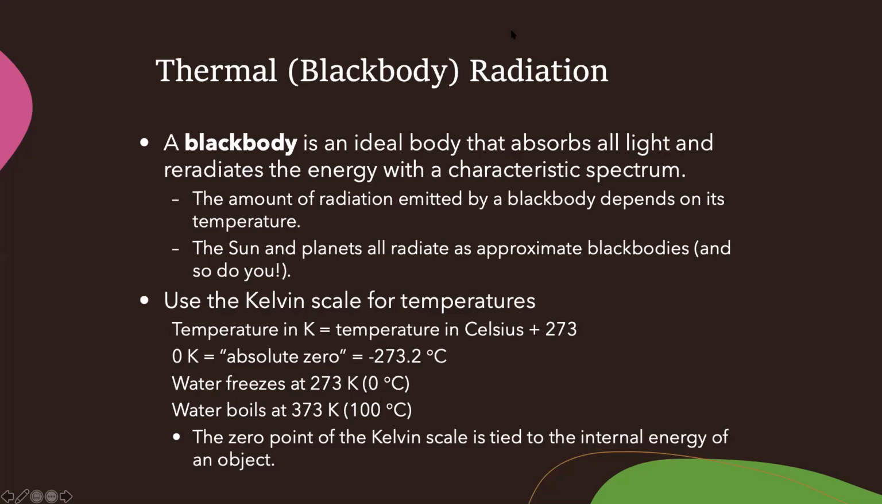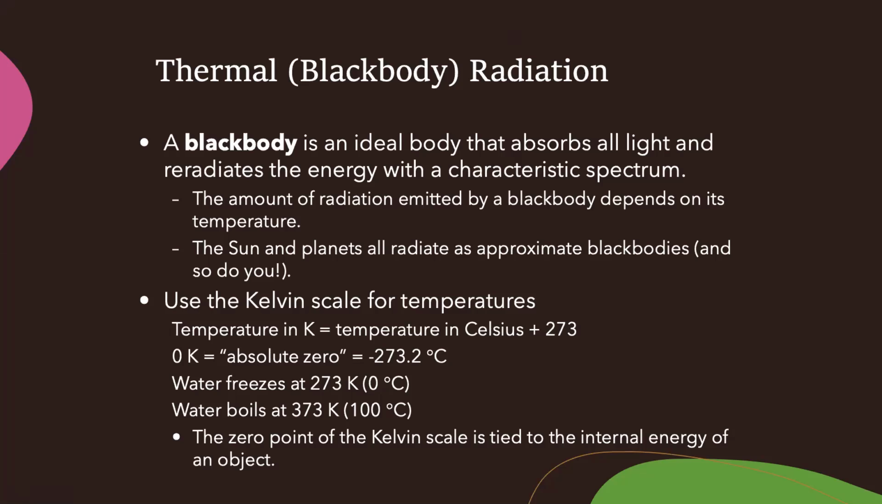And the amount of radiation that it emits is going to be based on its temperature. So the sun, for example, is an approximate black body, meaning the sun absorbs all colors of light and re-radiates all colors of light. And so black bodies are usually associated with a continuous spectrum to a degree. So the sun is an ideal black body.